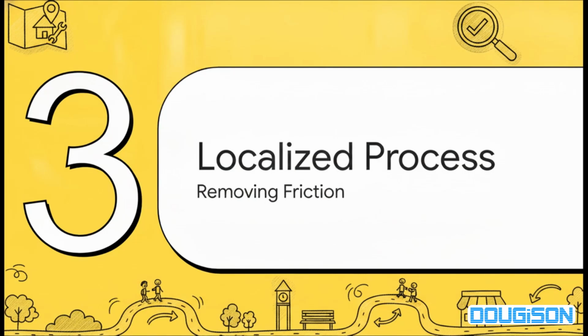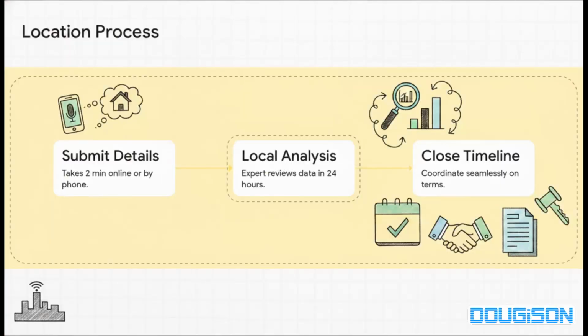On to Section 3, the localized process, removing friction step by step. As we scroll a bit further down into the body of the landing page, you have to remember that residents looking for local services want to know exactly how frictionless your process is going to be in their specific hometown.